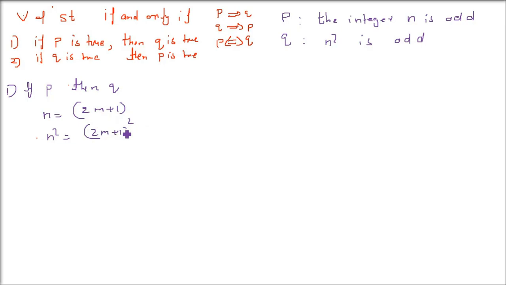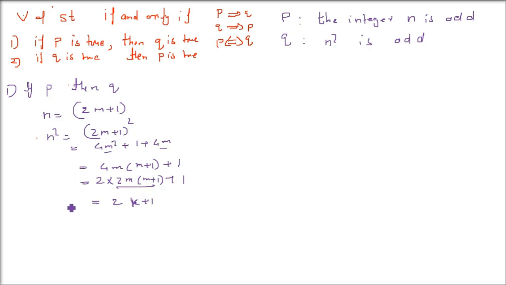Let us square it. It will be 2m plus 1 whole square. a square plus b square plus 2ab: 4m square plus 1 plus 4m. Now you can take 4m common: 4m times m plus 1, plus 1. So you can write it as 2 into (2m(m plus 1)) plus 1. Take this as k, so 2k plus 1. So this is again odd.